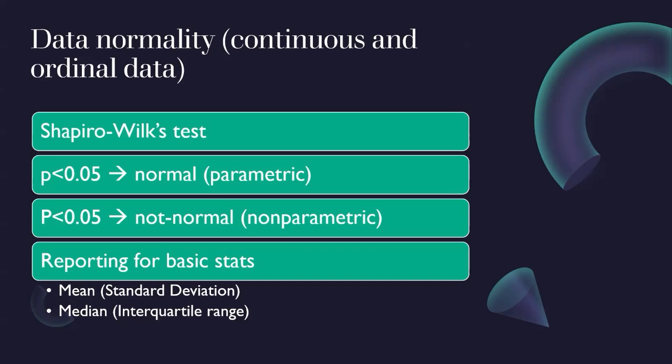However, if the p-value is less than 0.05, that means your data set is non-parametric and you would have to report the median and interquartile range. That's basically what it means for basic stats. It also dictates, again, what types of tests you use, such as the Mann-Whitney test, etc. But we will get to that in another webinar.